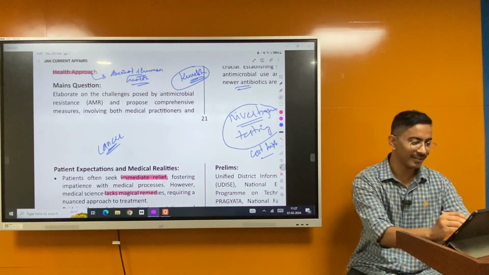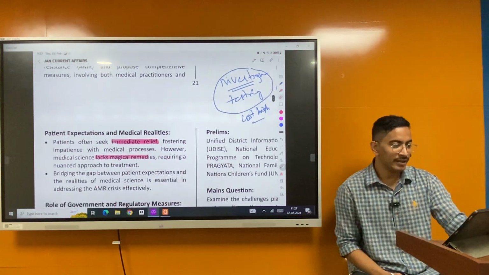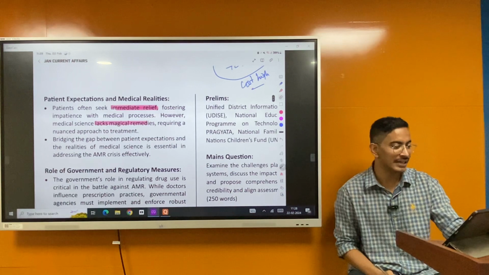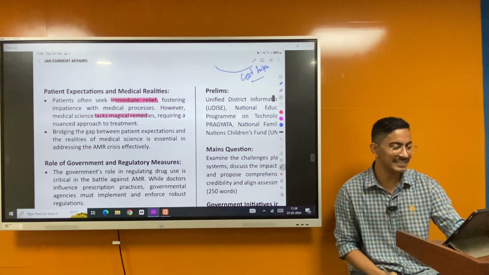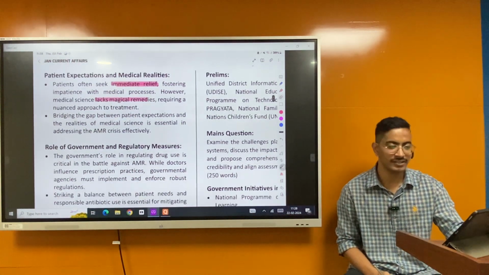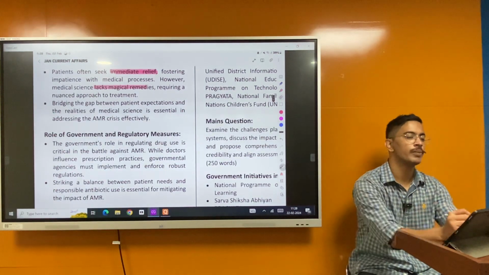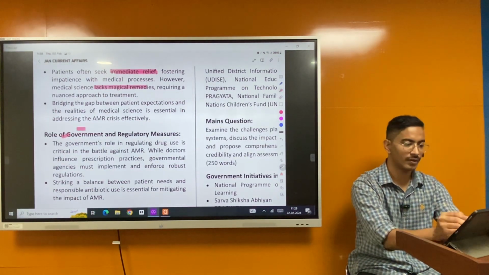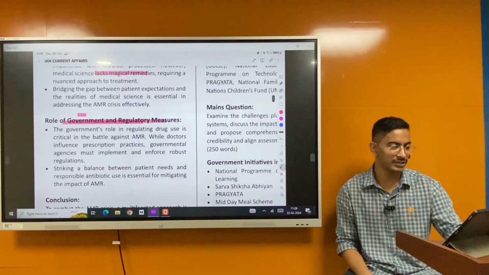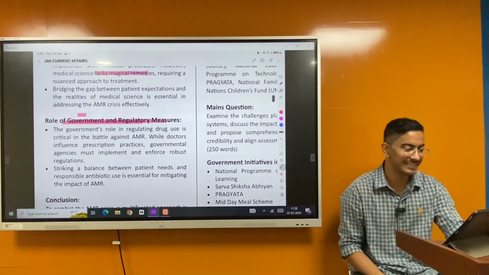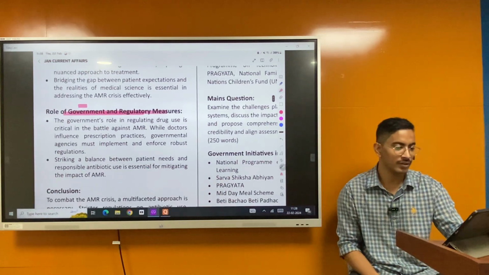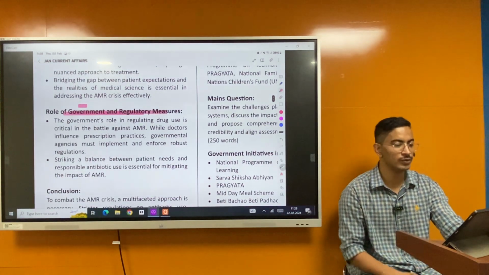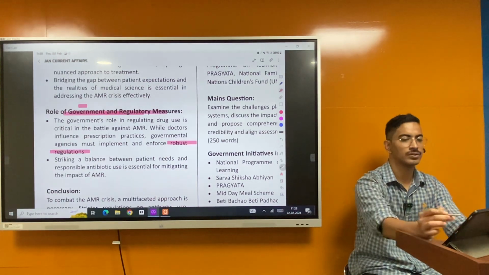Okay, let's see. Requiring a nuanced approach to treatment. Bridging the gap between patient expectation and the realities of medical science is essential in addressing the AMR crisis effectively. What is the role of government and regulatory measures? The government's role in regulating drug use is critical in the battle against AMR. While doctors influence prescription practices, governmental agencies must implement and enforce robust regulation.